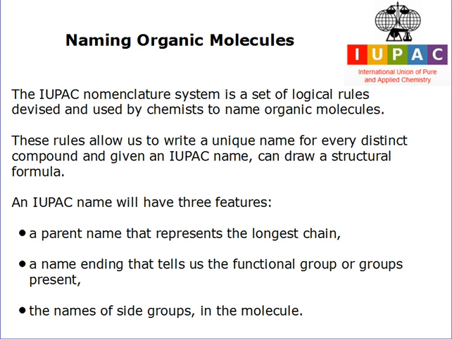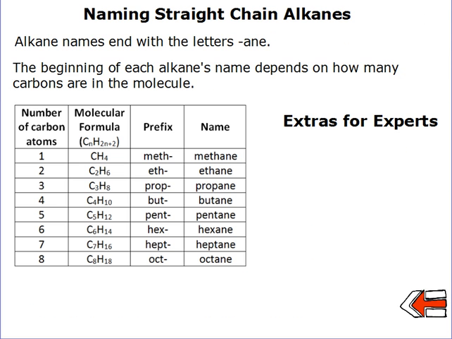Each IUPAC name has three features. They've got a parent name, and that represents the longest carbon chain in the molecule. The name ends with the ANE for alkanes, and that tells us about what type of molecule it is. So ANE tells us it's an alkane. And the third part is the names of side groups in the molecule. So that's the groups that come off the side of the carbon molecule.